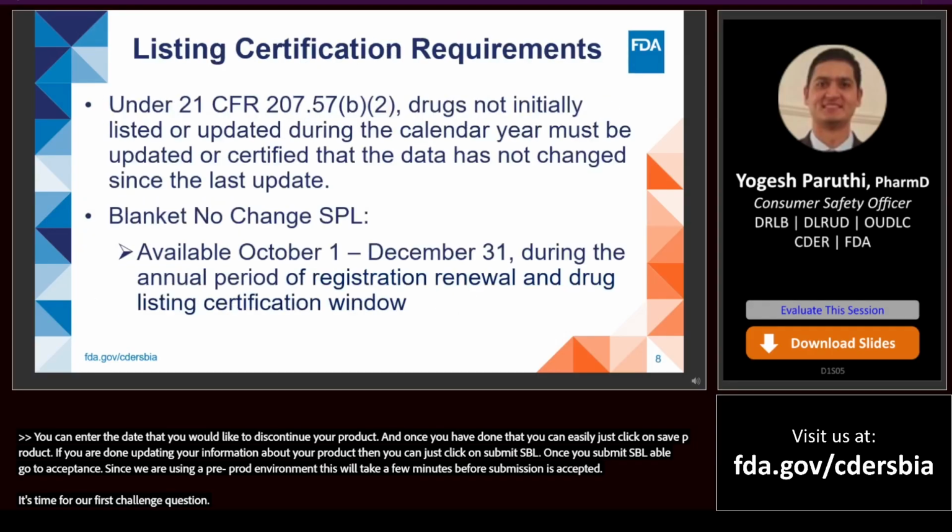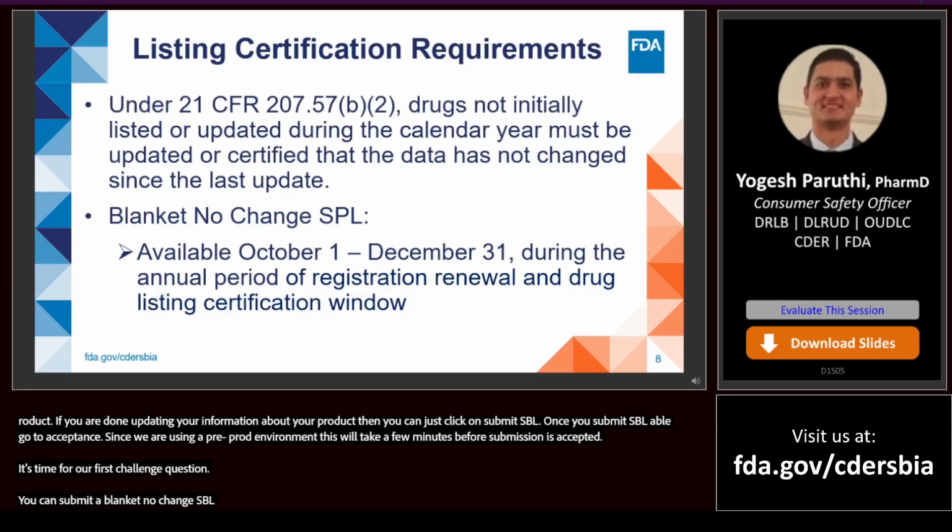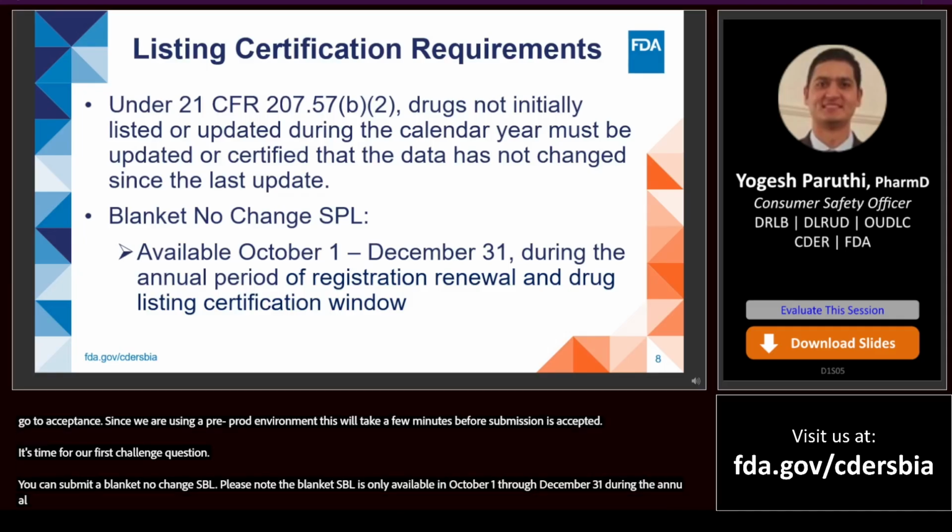So let's talk about listing certification requirements. Under 21 CFR 207.57(b)(2), drugs not initially listed or updated during the calendar year must be updated or certified that the data has not changed since the last update. To do so, you could submit a blanket no change SPL. Please note, this blanket no change SPL is only available from October 1st through December 31st during the annual period of registration renewal and drug listing certification window.